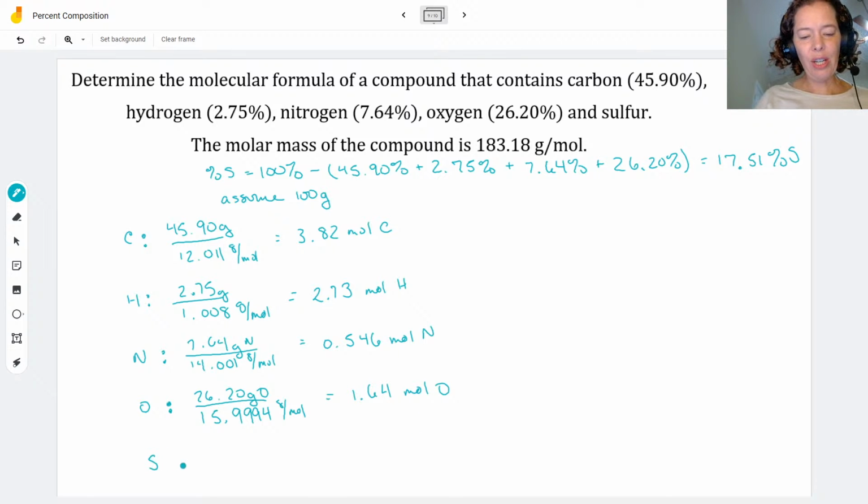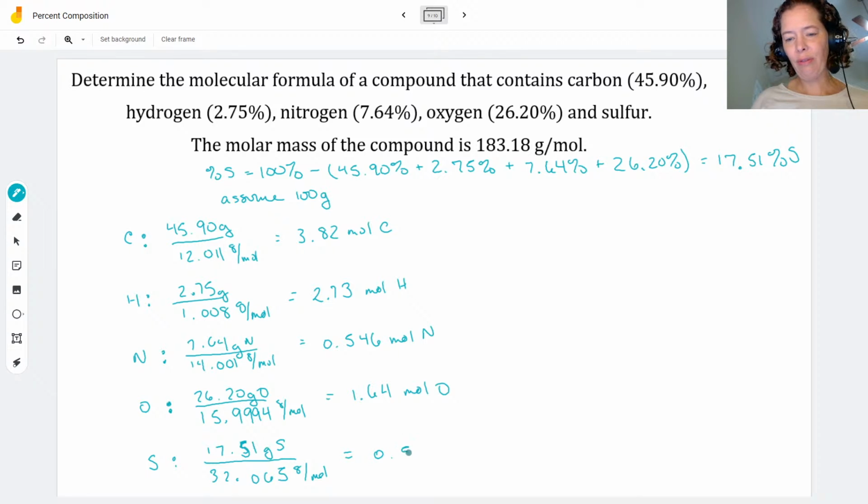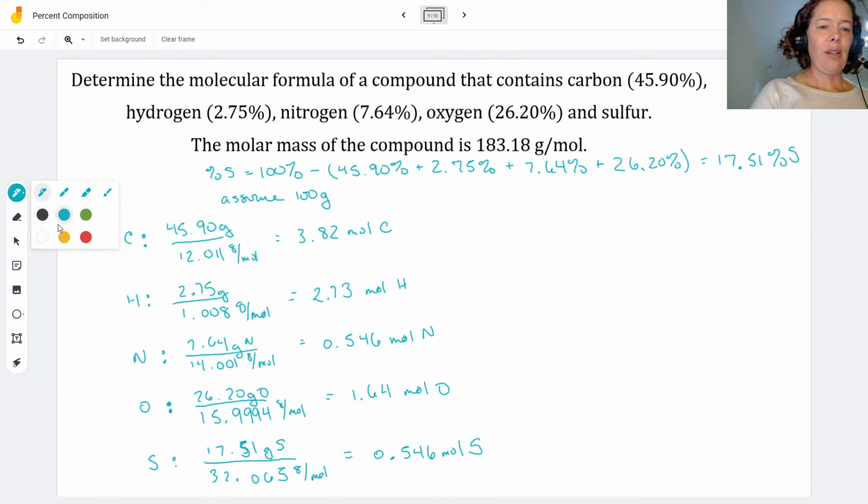We have our sulfur. And that is 17.51 grams of sulfur over the molar mass of sulfur, 32.065. I am right here at the bottom of my page. Okay, and this gives us 0.546 moles of sulfur. Okay, switching color.